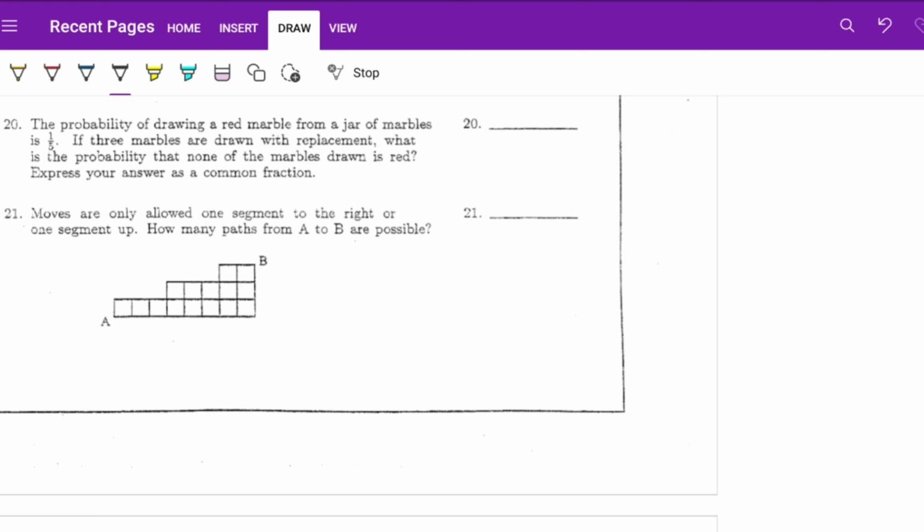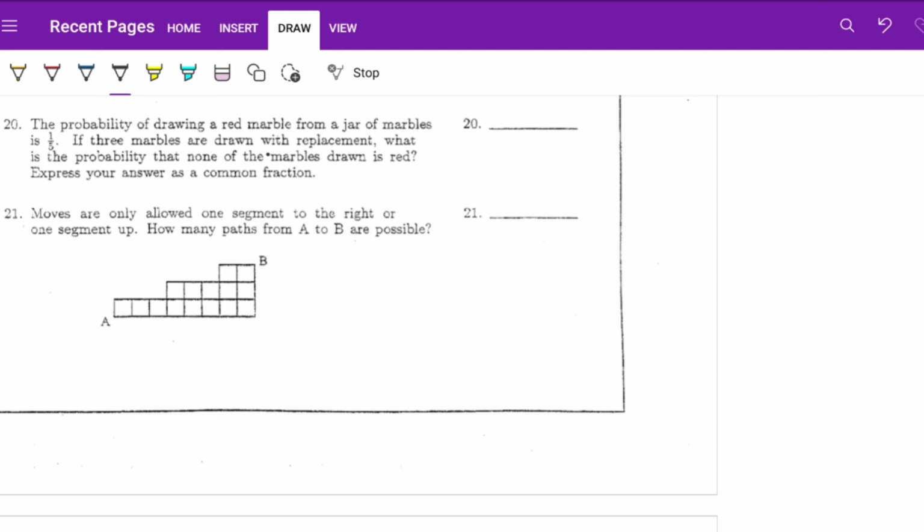Okay, ending the video with an easier question. The probability of drawing a red marble from a jar of marbles is 1/5. If 3 marbles are drawn with replacement, what is the probability that none of the marbles drawn is red? Express your answer as a common fraction.